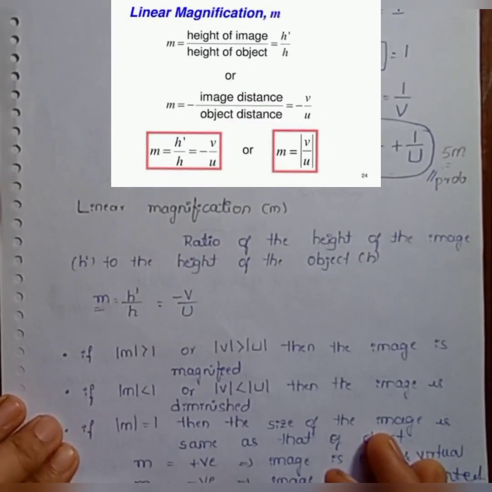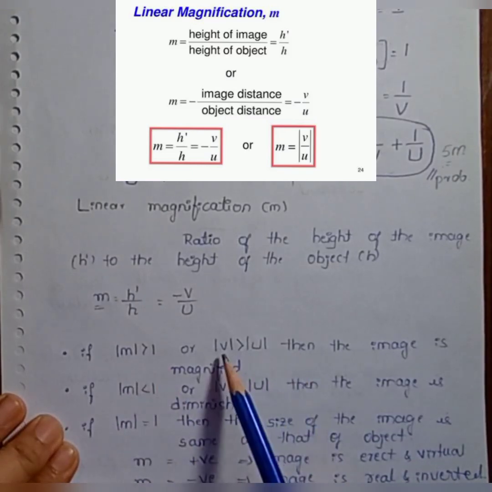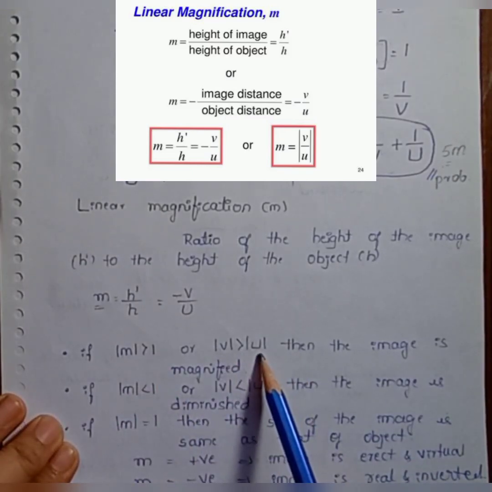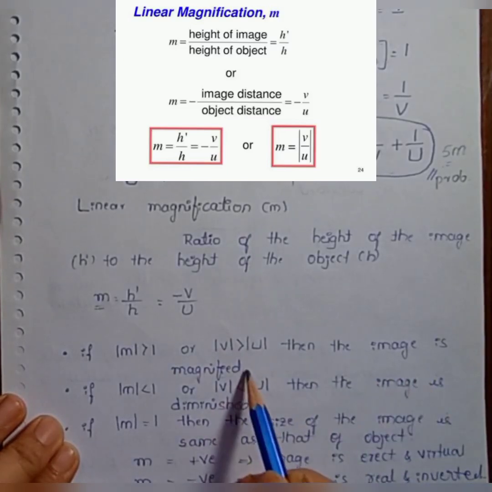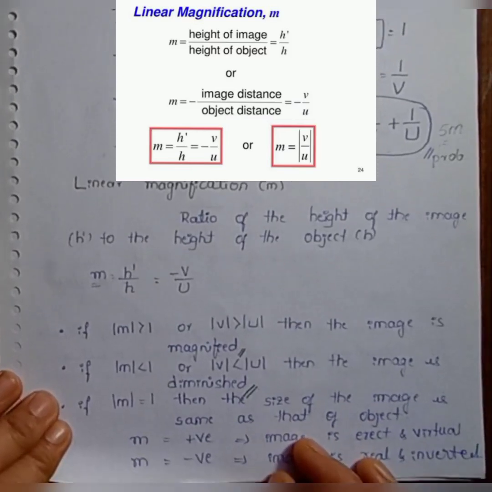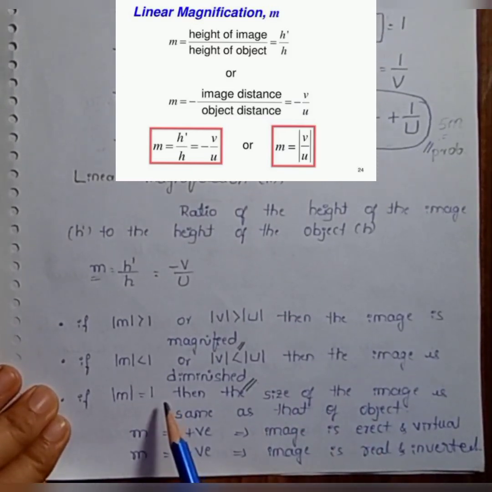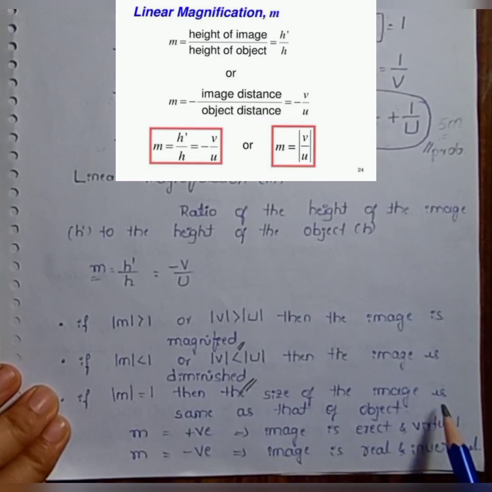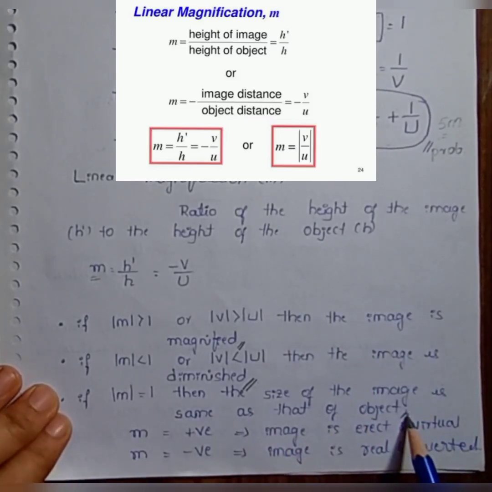If linear magnification is greater than 1, or magnitude of v is greater than magnitude of u, then the image is magnified. Magnified means enhanced. If magnification is less than 1, or magnitude of v is less than magnitude of u, then the image is diminished. Diminished means the size is small. If magnification is equal to 1, then the size of the image is the same as that of the object.